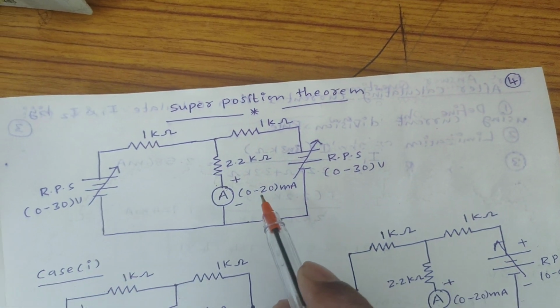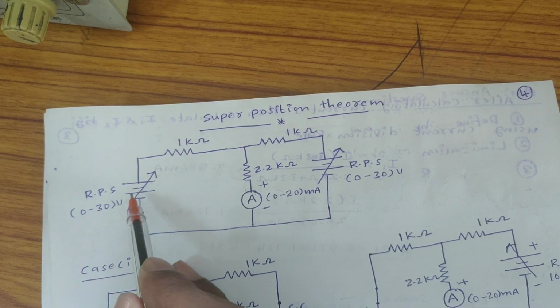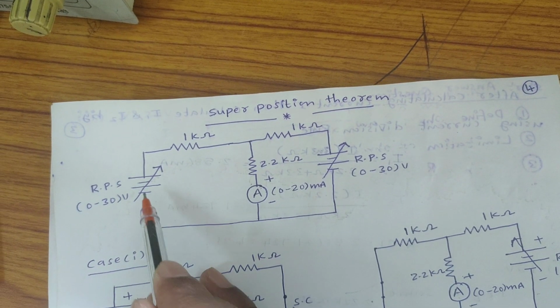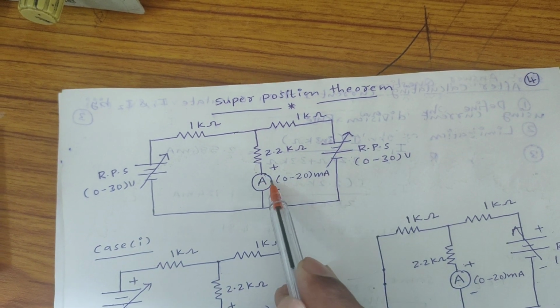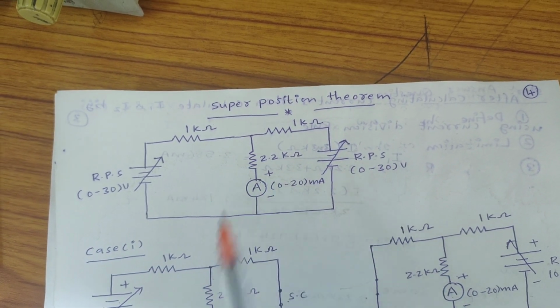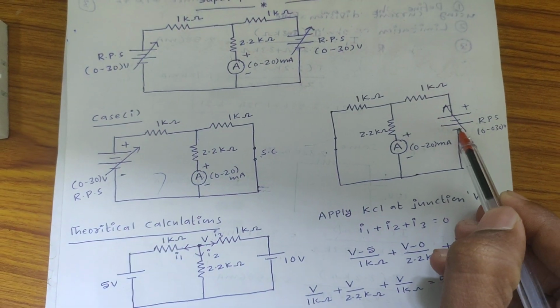Good morning all. Now I would like to explain about superposition theorem. The statement of superposition theorem is: in any linear bilateral network consisting of two or more sources, the current flowing through any element is equal to the algebraic sum of all currents when we consider each source separately.